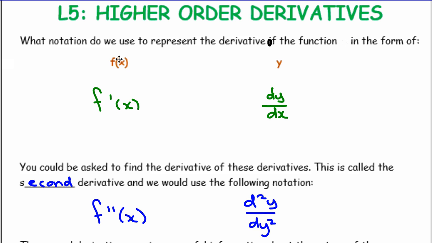If it's f of x, the notation for the derivative is f dash x, the Newton notation. If it's in the form of y, the derivative is dy dx, the Leibniz notation. Just be aware, you could use Newton notation on this too, and it would be y dash. Like when I go u dash v minus v dash u, that kind of stuff, that's using Newton notation. But those are the two ways I was meaning.